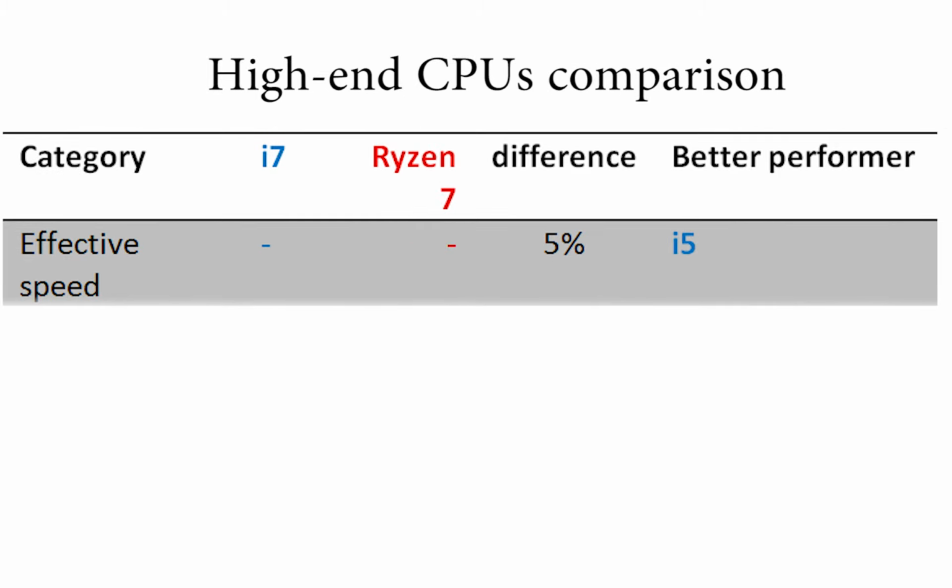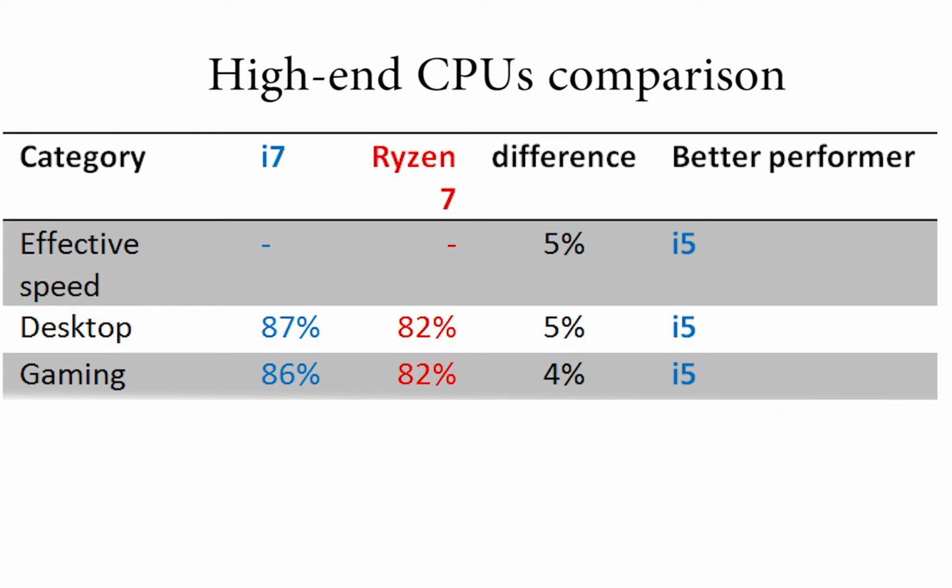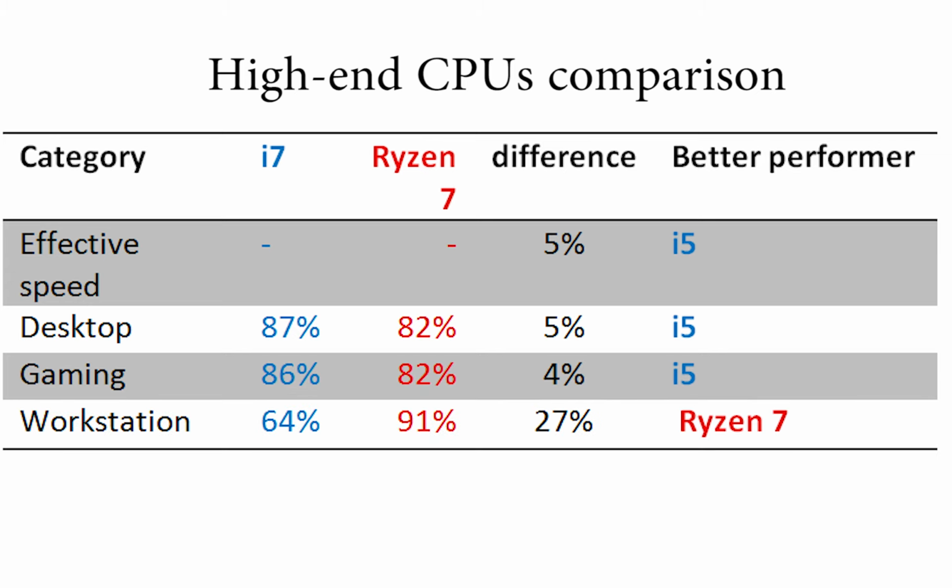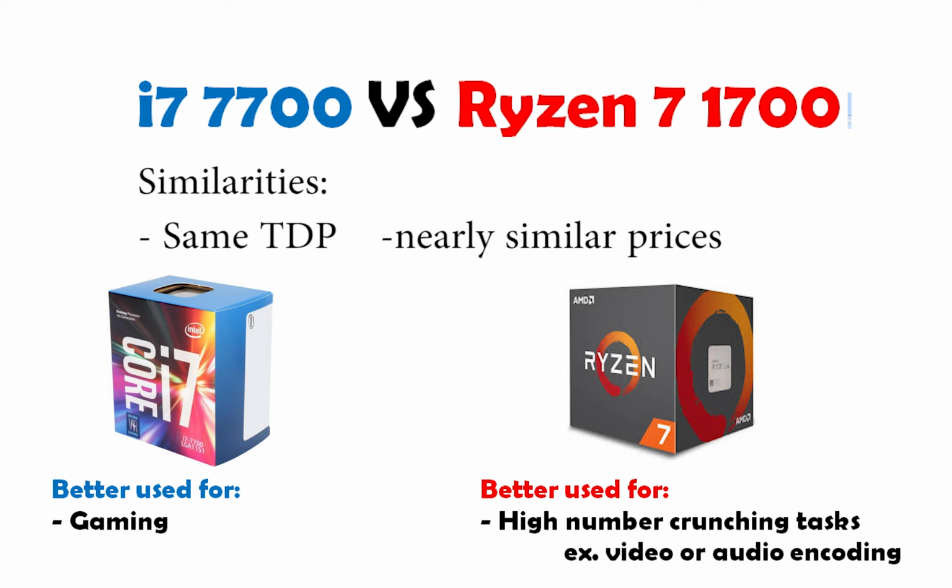The effective speed shows that the i7 is faster by 5%, while for the gaming and desktop category, the i7 has a slight advantage over the Ryzen 7 by 4 and 5%. But with the workstation category, the Ryzen 7 has the slight advantage with 27%. In conclusion, both processors have the same TDP and their prices are nearly similar, so it will mostly come down to which one you would prefer having in terms of the features. The i7 is a better processor when it comes to gaming, but the Ryzen 7 will have a better performance in terms of things like audio or video encoding.